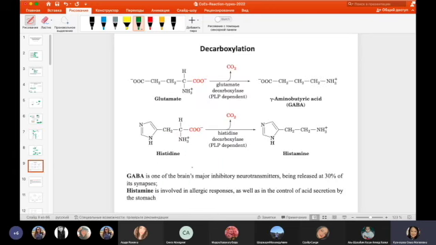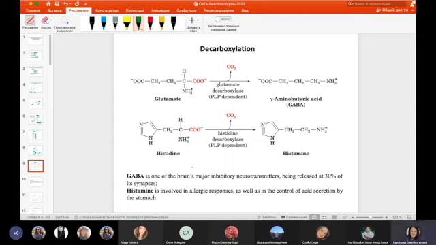The next type of chemical conversion is called decarboxylation. In accordance with the name of this type, we have to understand it is elimination of the carboxyl group in the form of CO2. On this slide, you can see decarboxylation of two amino acids. One is glutamic acid, glutamate. The second one is histidine.